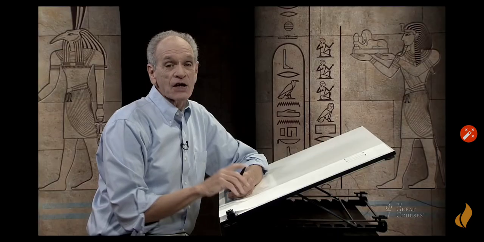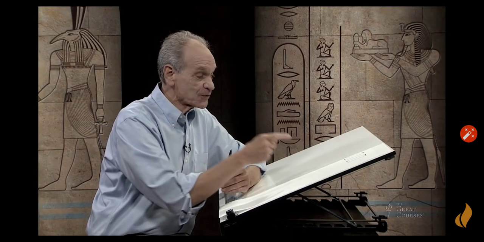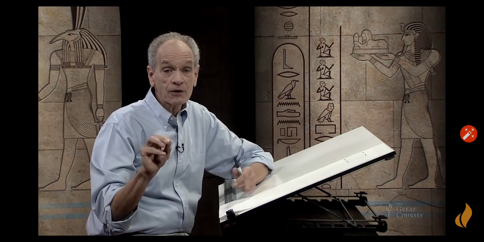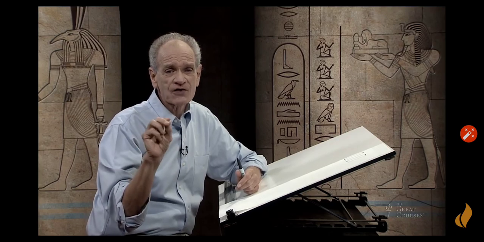That's P. You may be wondering how we know that this rectangle is a reed mat. Well, on tomb walls, when the hieroglyph is drawn in detail, we often see the weaving.